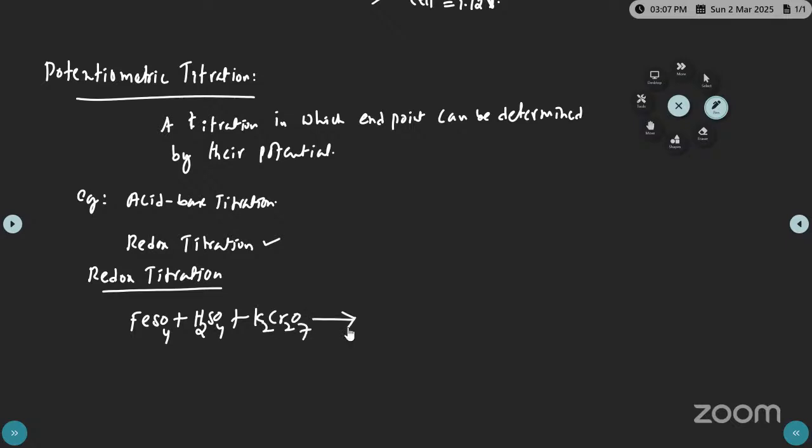So by doing this, what happened? That ferrous sulfate solution converted into ferric sulfate, Fe2(SO4)3, and K2SO4, potassium sulfate, and Cr2(SO4)3, and H2O. Okay, so like that, here what happened?